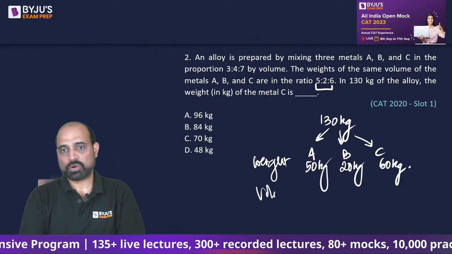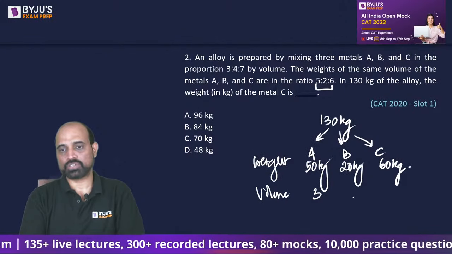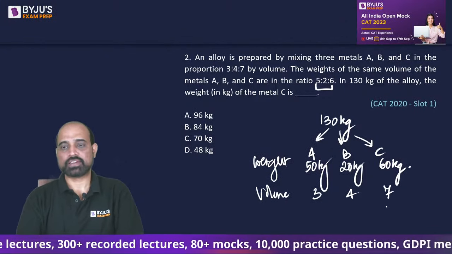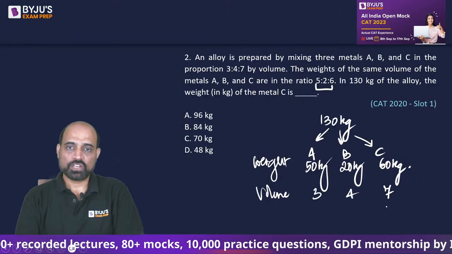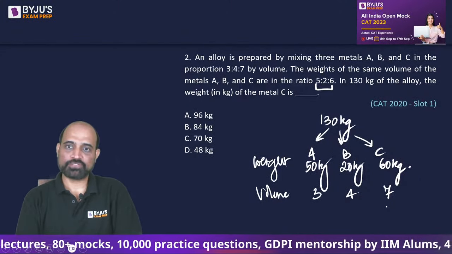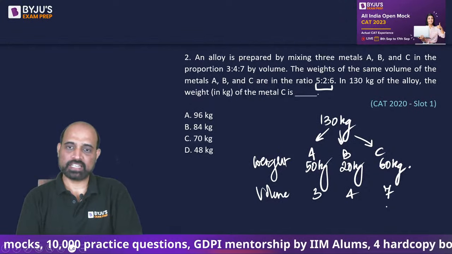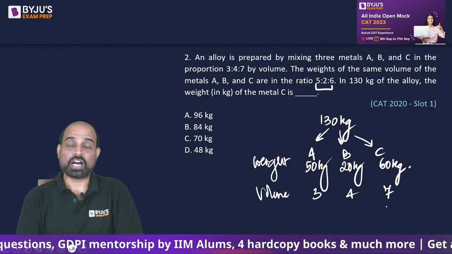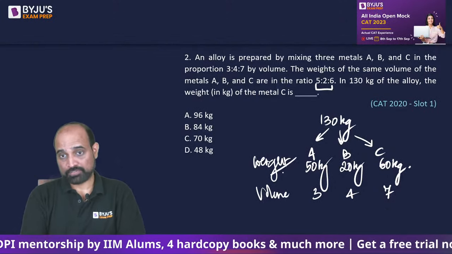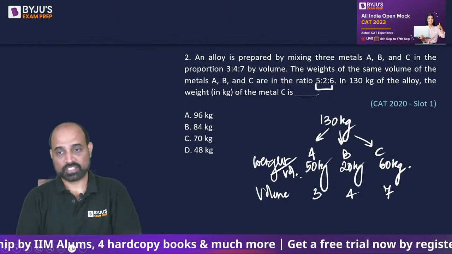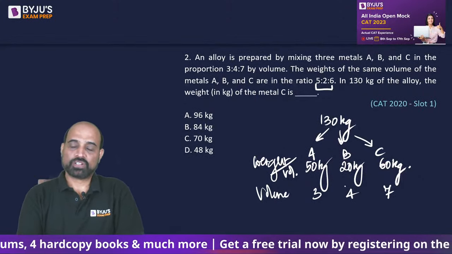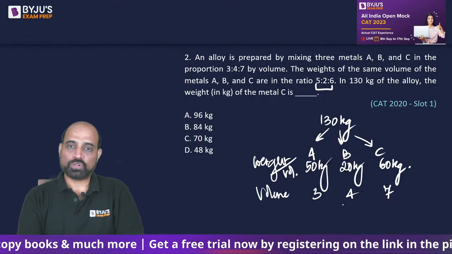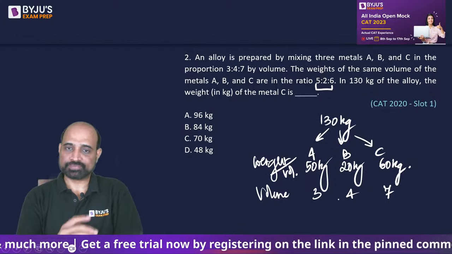And if I talk about the volume, this is in the ratio 3:4:7. So we need to find out the weight of the metal C. Acha, it's weight per volume. So the volume is constant, right? तो हम लोग वॉल्यूम सेम कर लेते हैं.